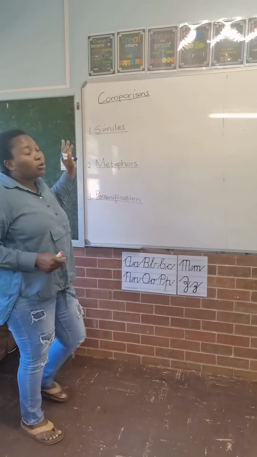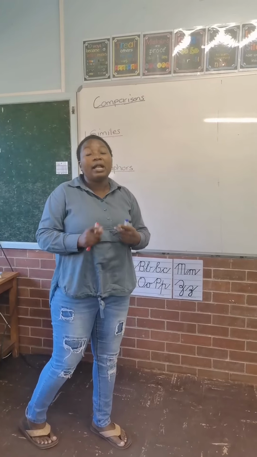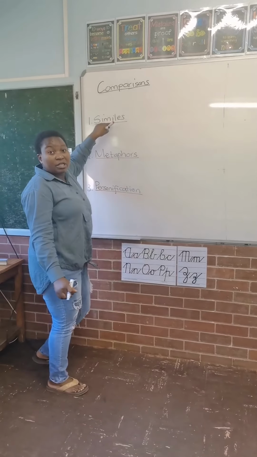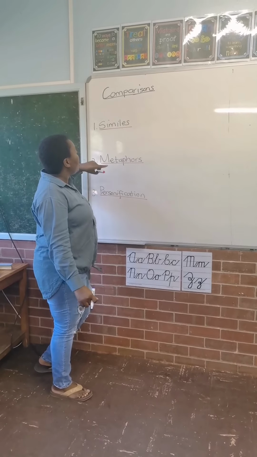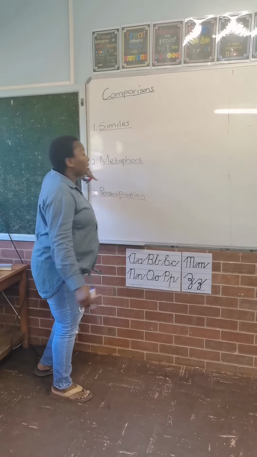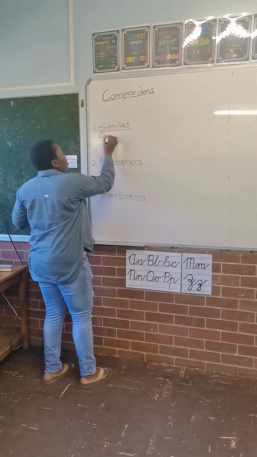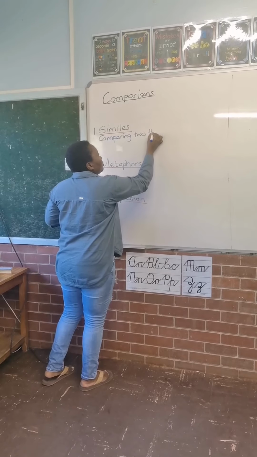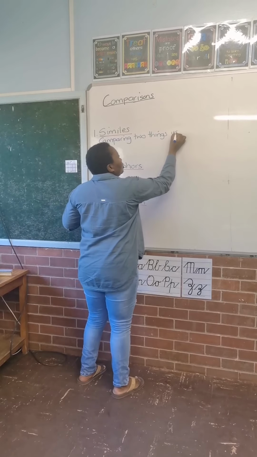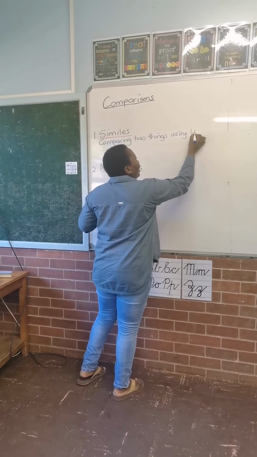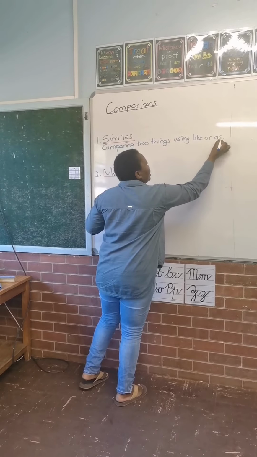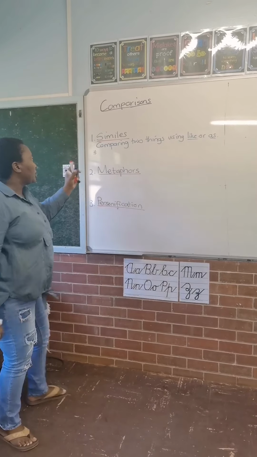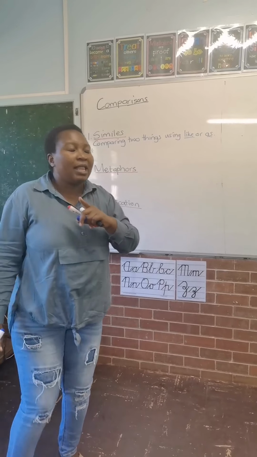With a simile, we are comparing two things using like or as. We need to know that. It is very, very important that we know the definition of a simile so that we are able to differentiate it from a metaphor. So with a simile, we are comparing two things using like or as. You'll see as I give examples.